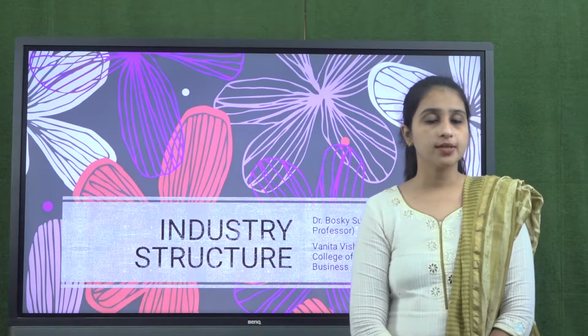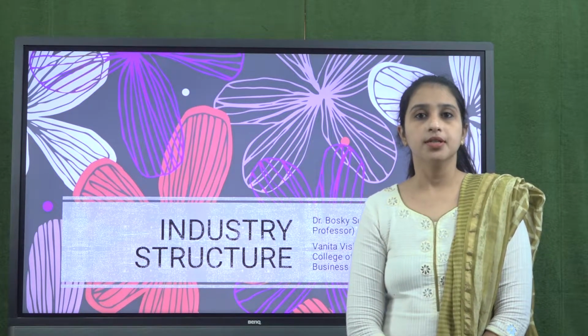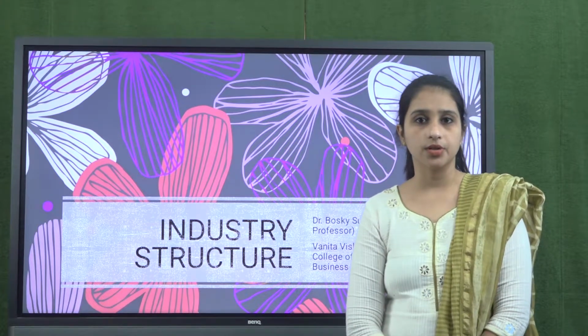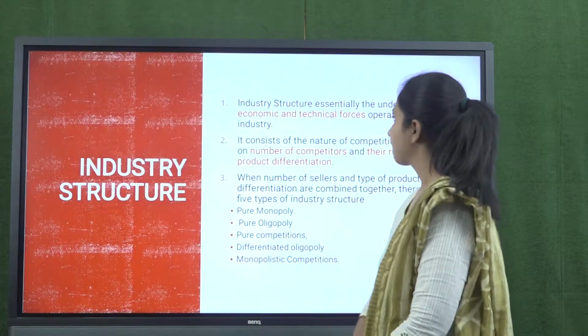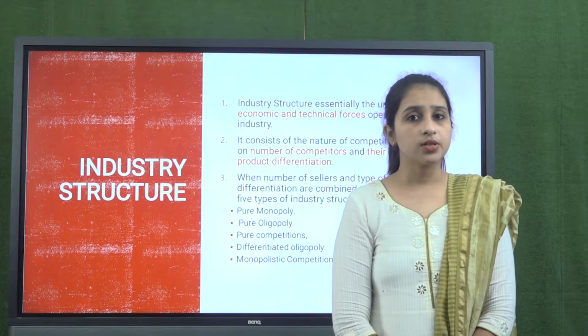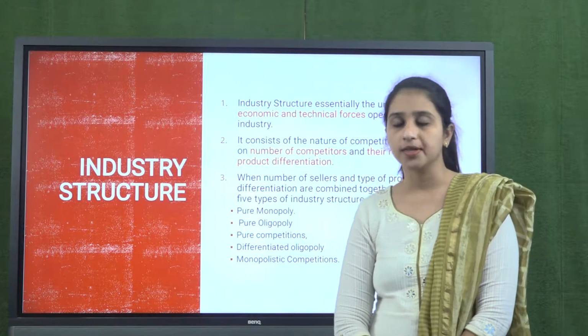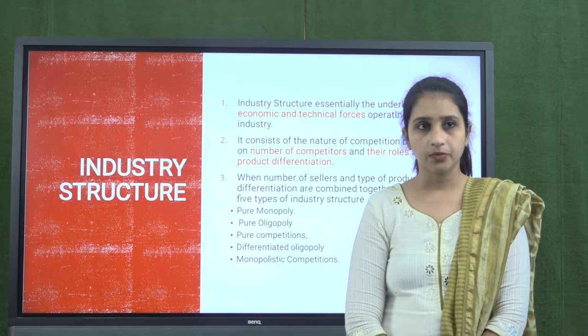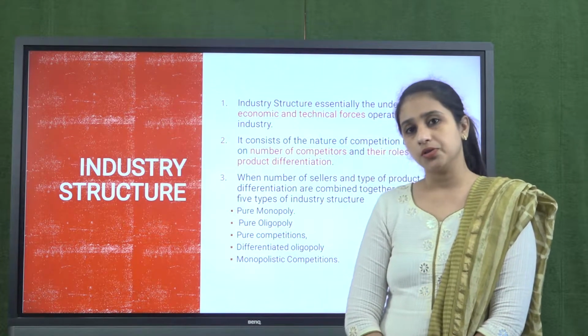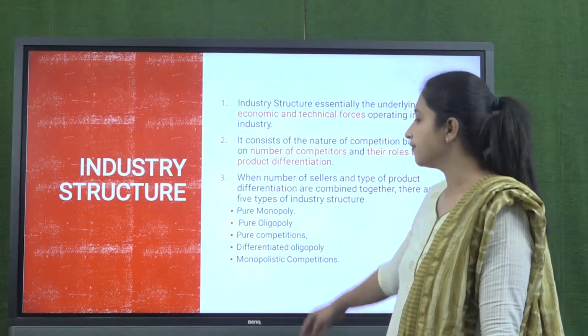Today, I'm going to discuss a topic, industry structure. Now, industry structure essentially underlines the economic and technical forces that are prevailing in the industry. Generally, industry structures are classified in these 5 categories.